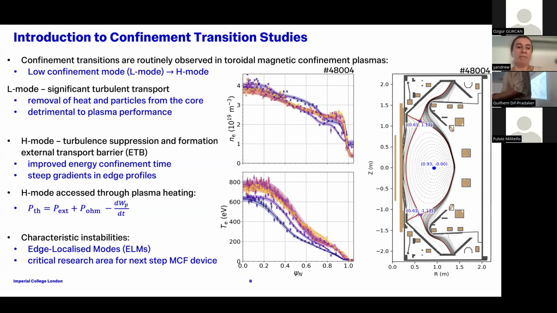conditions. I've shown here the MAST-U cross-section, and this is a double null configuration that we use for the experiment I'm going to come back to later. And then on the left here, we have two graphs. This is the electron density profile, measured using Thomson scattering, and the electron temperature profile. This color scheme that I've shown here, the purples are in the L mode.